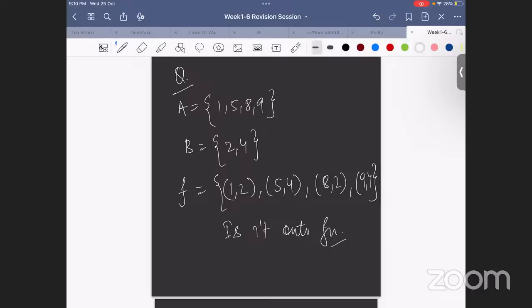Tell me whether it's an onto function or not. Yes, sir, it's an onto function. It's an onto function, right? Yes, sir.